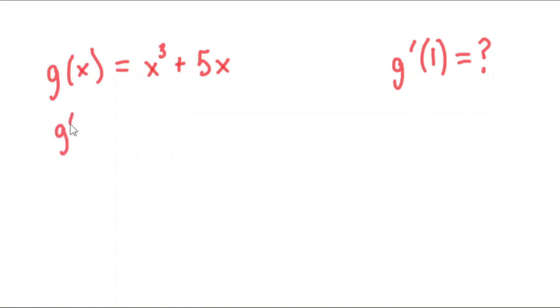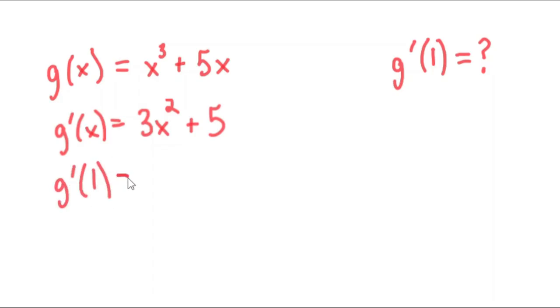So g prime of x, if we want to find g prime of 1, we need to find g prime of x. That's going to be 3x squared plus 5. Derivative of x cubed is 3x squared, derivative of 5x is 5. That's g prime of x. What's g prime of 1? Well, what we need to do now is plug in 1 into our formula for g prime of x. So by the way, we're not asking what's g of 1. To find g of 1, you just plug 1 in here, and I think you get 6 as a result.